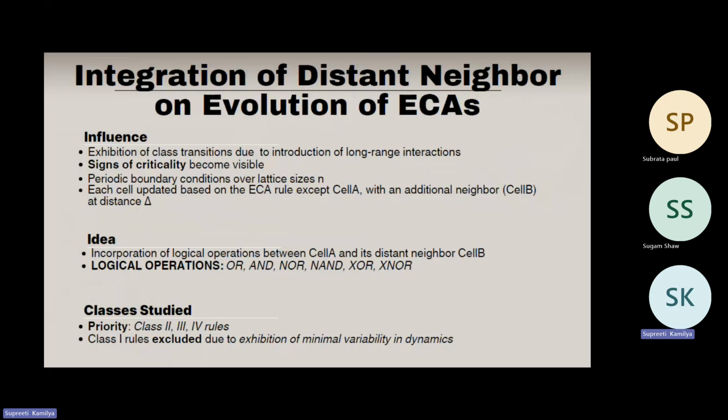And each cell is updated based on the ECA rule except cell A. So cell A is basically the central cell of this ECA, defined here for any lattice size n, and there's a cell B which is going to be at a distance lambda from cell A. Based on that distance, we are going to perform 6 logical operations between cell A and cell B: OR, AND, NOR, NAND, XOR, and XNOR.